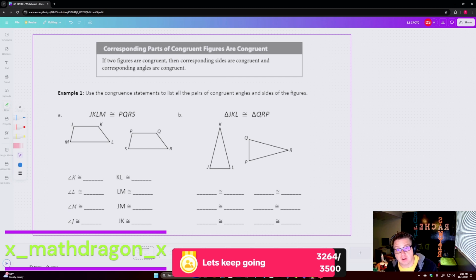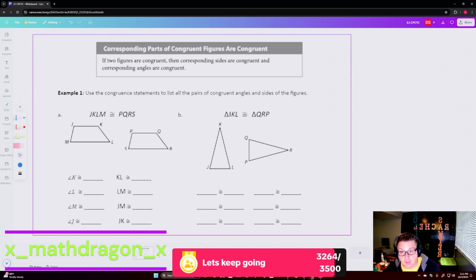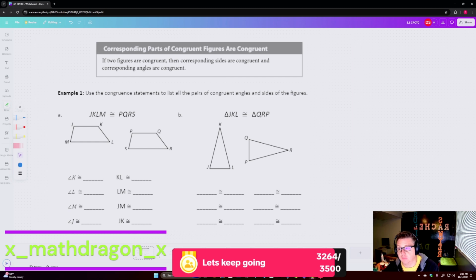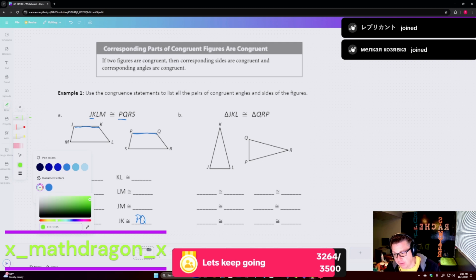So any figure, if we know they are congruent, which means they are the same, which means they are equal, then all the parts of each of those figures are equal. So when we look at this, if I look at JK, which is the first two letters, and PQ, we can see those two are equal to each other. So if I look for JK, I can put PQ. All right. And the same is going to go for everything around this figure.